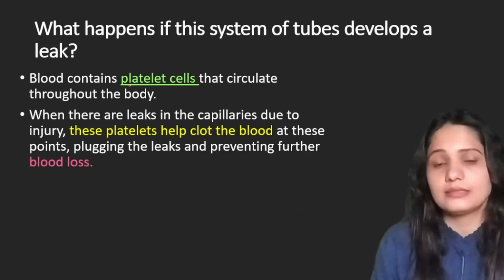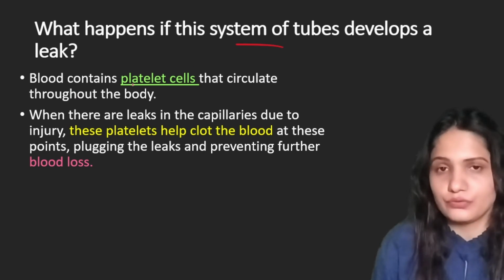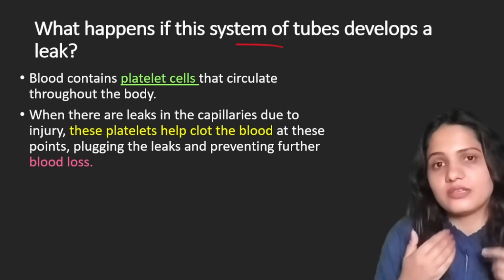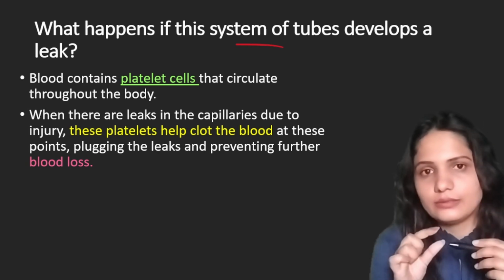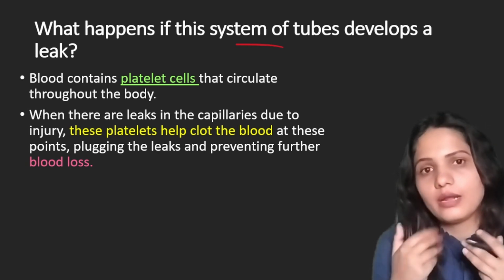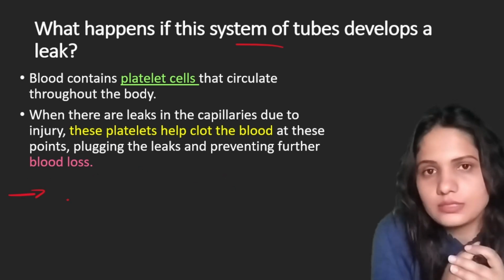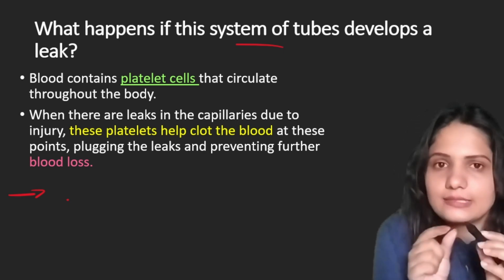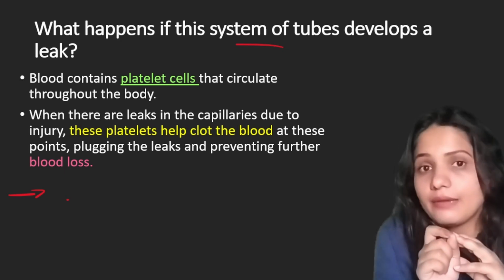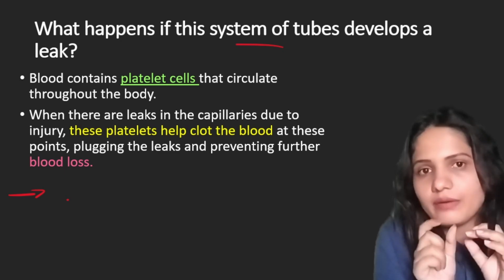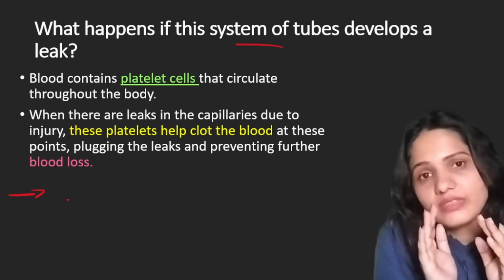Next, we have another important question from NCERT. What happens if the system of tubes has a leakage? Let's say an injury is caused to someone and their blood vessels are leaking due to that injury. So what will happen in our body? Let's take a daily life example. We have a water pipe in our homes. If that water pipe leaks from somewhere at any point, then what happens? Water will leak out from the pipe. If water leaks, what will we do? We will try to cover that hole from where the pipe is leaking to prevent the loss of water from the pipe. The same thing happens in our body.